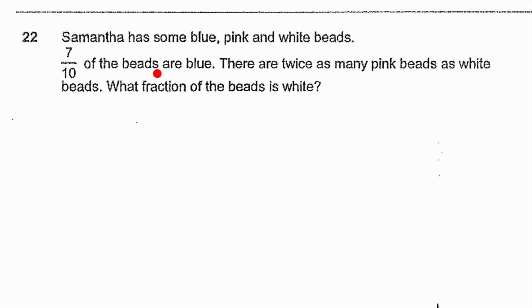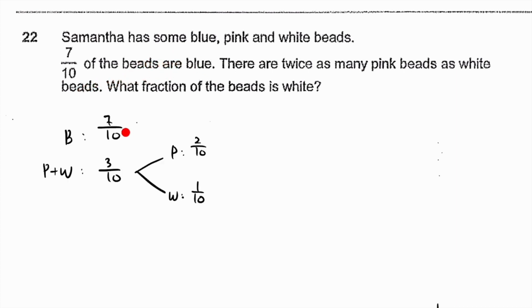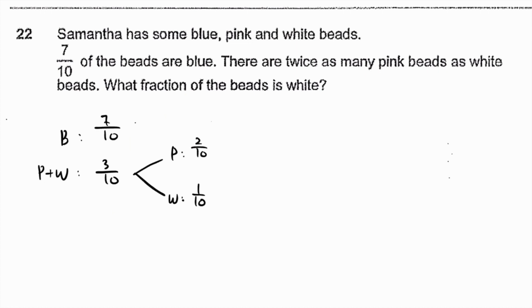Samantha has some blue, pink and white beads. 7 over 10 of the total are blue. So we can basically do this. 7 over 10 are blue, and that means pink and white are 3 over 10. There are twice as many pinks as whites. Hang on, with these 3 units, pinks twice. Isn't that pink 2 units and white 1 unit exactly, making up 3 units? So hey, this is quite easy. What fraction is white? The answer is 1 over 10.